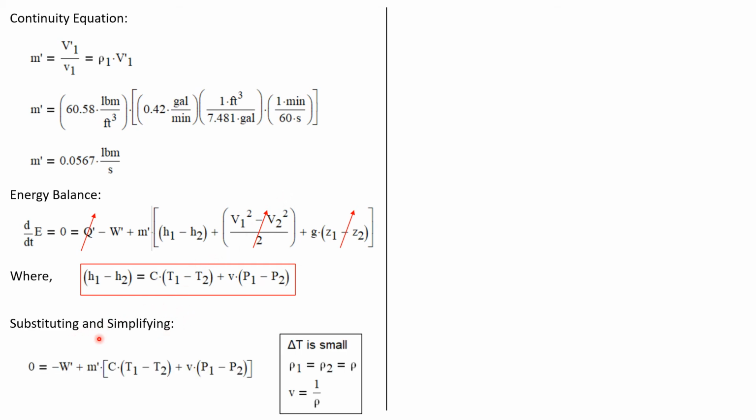So let's simplify and substitute, and we're going to get 0 is equal to minus W dot plus m dot, and then after that we had H1 minus H2. But H1 minus H2 is C times T1 minus T2 plus v times P1 minus P2. And remember again our assumption that delta T is small. If it's small, the density does not change. We'll just have rho 1 equal to rho 2, just equal to rho. And remember, 1 over rho is the specific volume.